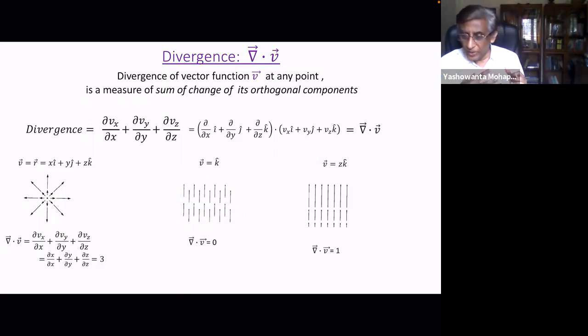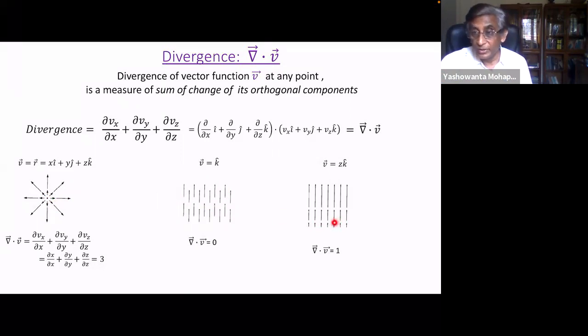I'm just trying to give you a flavor that it is not the geometry. Divergence doesn't mean that it should look like this. The divergence is 0 here, and it is 1 here. If I take a point here, it is increasing in the z direction linearly, and the divergence is a scalar quantity which comes out of this. I hope you have got both the physical feel for what it is trying to measure at any point, and mathematically how to obtain it. This is a dot product between the del operator and the vector function at that point.